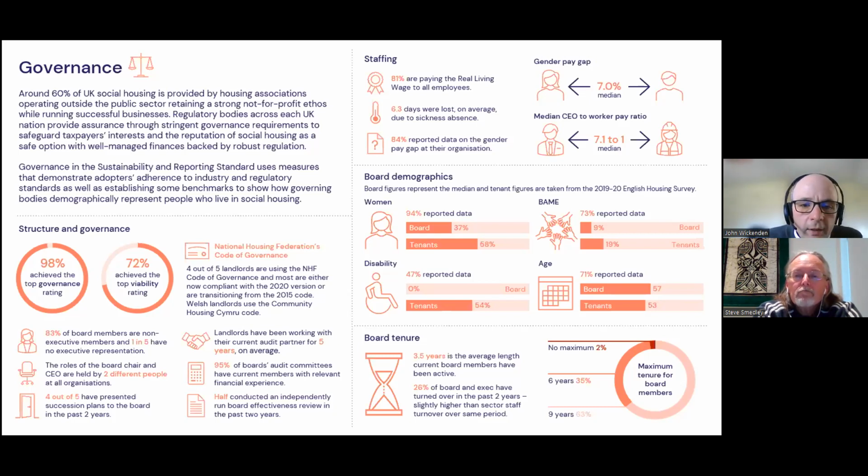Board tenure. Quite a lot of landlords were able to publish this, so quite a lot of compliance there. It seems that the job the National Housing Federation is doing in England to make sure that governance structures are up to scratch seems to be working.